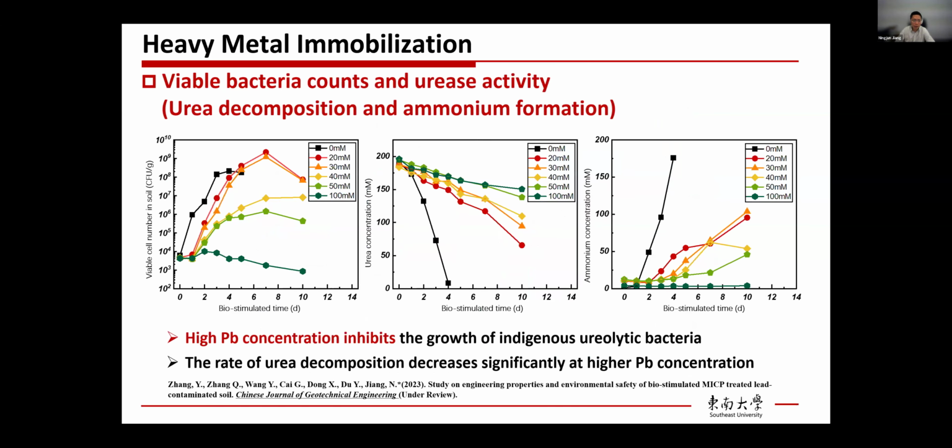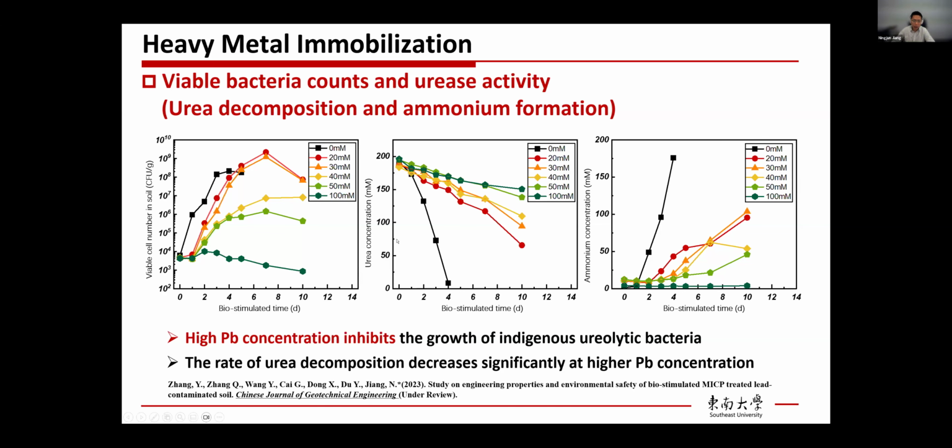So this graph shows the viable bacterial number as well as the ureolytic activity results. For graph 1, the cell number versus time, as we can see, the black one is the baseline, then 20, 30, 40, 50, 100, they are the contaminant concentration. So obviously, with higher contaminant concentration, it becomes more difficult for bacteria to be stimulated, especially when it reaches 50 or 100 millimole. It's almost impossible for native bacteria to be stimulated.